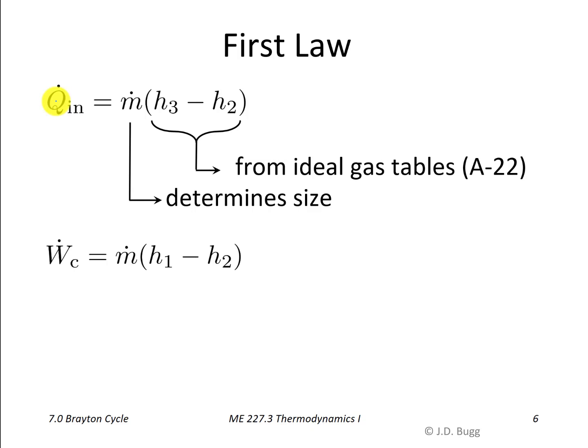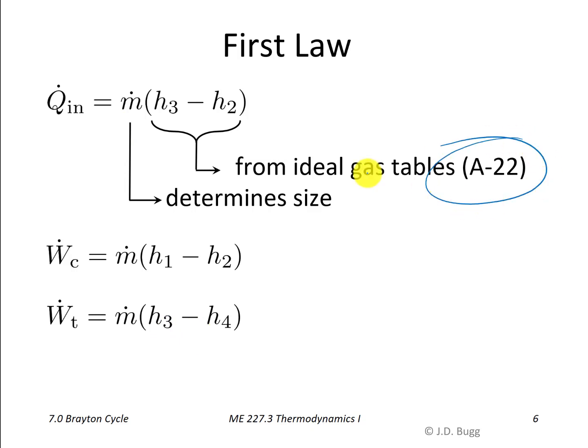The compressor work requirements will be the mass flow rate times H1 minus H2. And realize these mass flow rates are the same in this simple Brayton cycle. And finally, the turbine work produced is mass flow rate times H3 minus H4. So all of these enthalpy values will be coming from table A22.